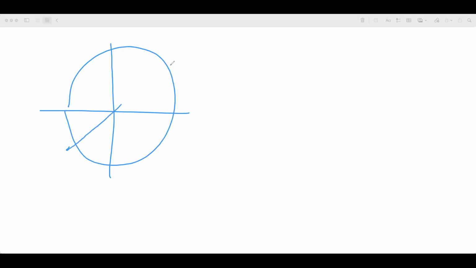I'm going to consider only 45 angles. It's so easy. The value should be root 2 by 2, root 2 by 2. That changes with the quadrants. In this quadrant, minus root 2 by 2, root 2 by 2 because x is negative.